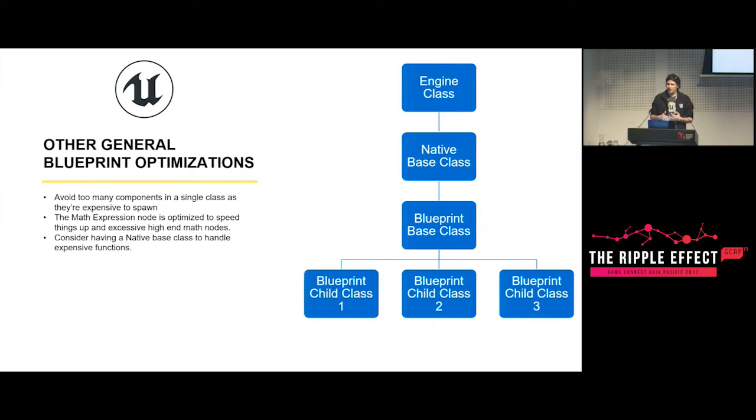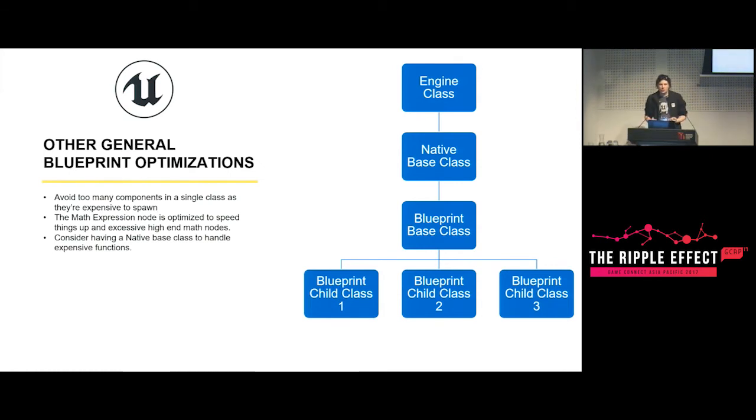It's not quite as fast. It's pretty close, but it's not quite as fast. At the end of the day, the structure that I would typically recommend for most of your key features is, you get your engine class, like actor, and then deriving from that, you're going to have your native base class. So that'll be like the C++ level base. And then you have a blueprint base class, and then from your blueprint base class you then have your child.